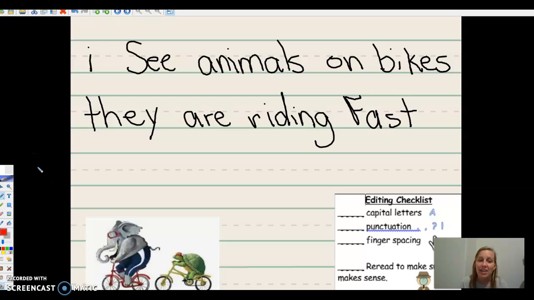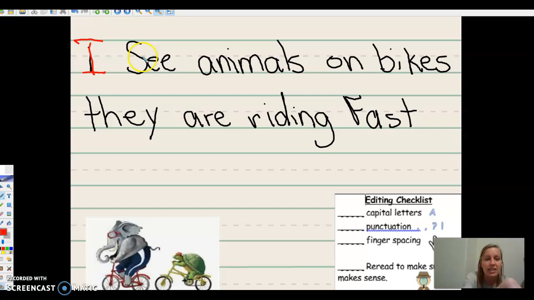These sentences say, I see animals on bikes. They are riding fast. I'm going to use my checklist to check first for capital letters at the beginning of the sentences. I look at the beginning and that letter I is not capital, but it should be. Anytime an I is by itself, it's always capital, but especially at the beginning of a sentence.